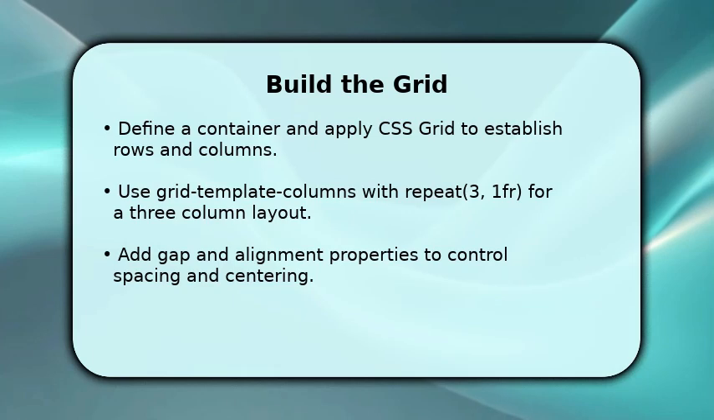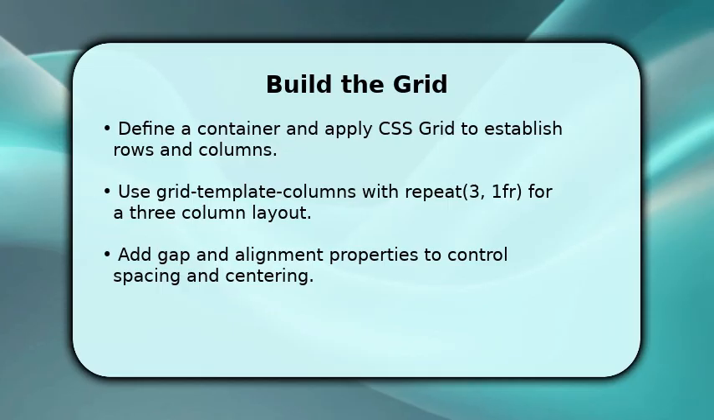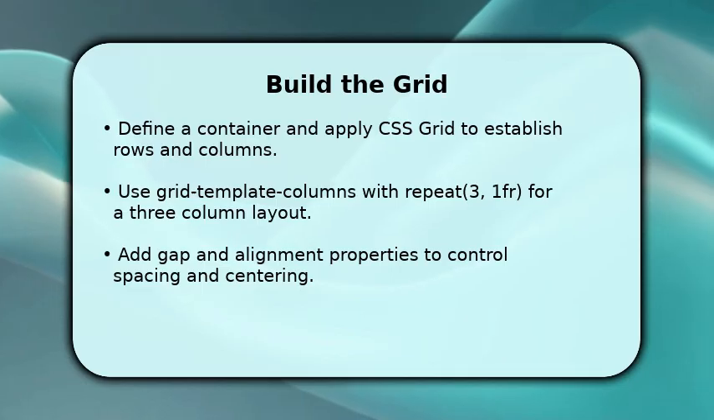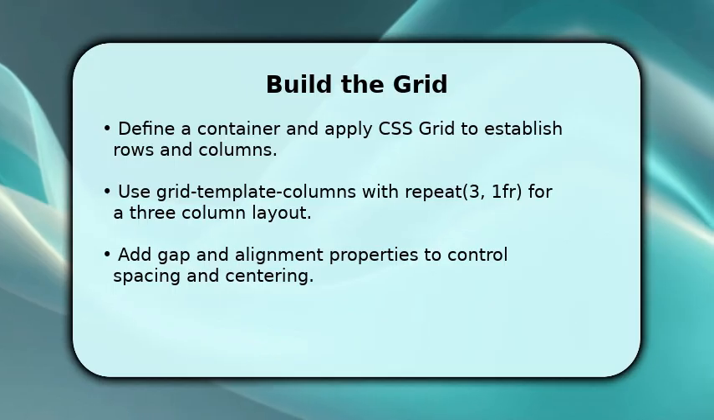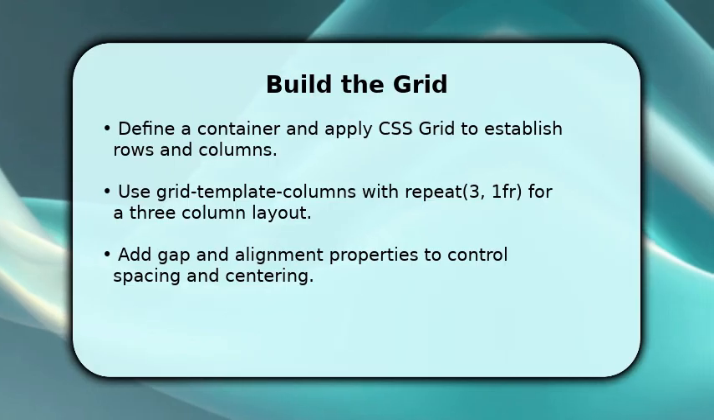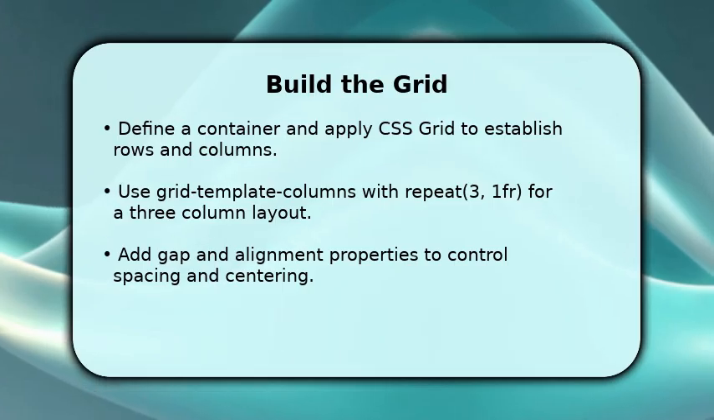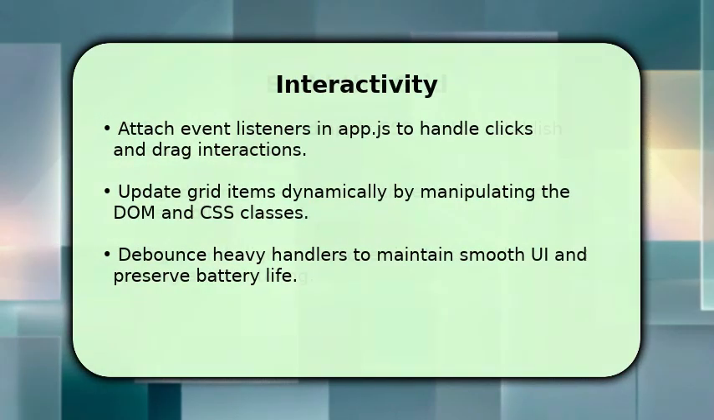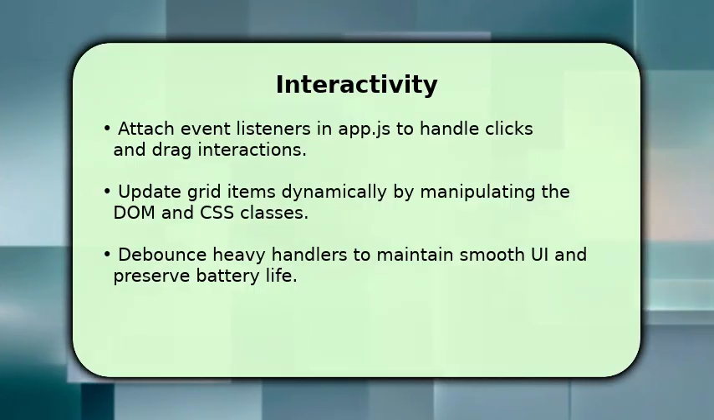Create a Grid container and set display to grid, then define grid-template-columns, rows, and gap. Use repeat(3, 1fr) to make 3 equal columns and adjust gap for spacing. Add align-items and justify-items to control content placement. Test responsiveness by resizing the browser and tweak column counts with media queries or CSS clamp functions for smooth scaling across devices. Add interactivity by wiring up event listeners for clicks, hover, and drag actions on Grid items.